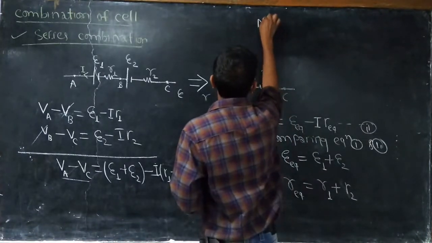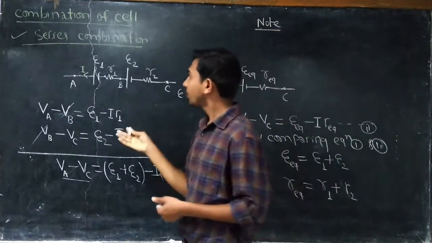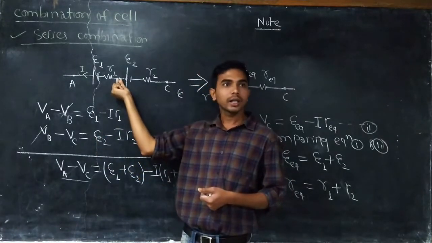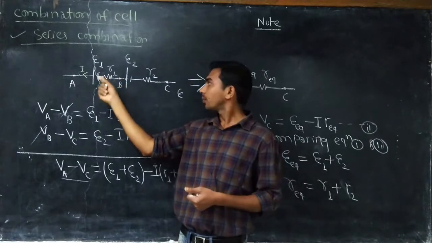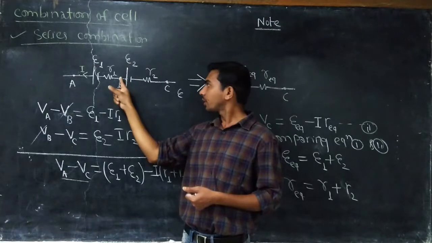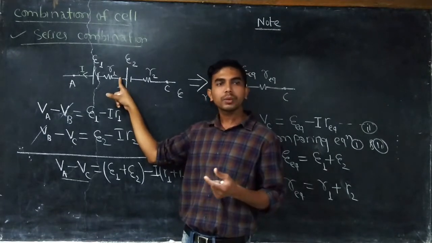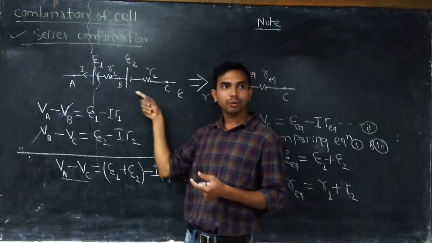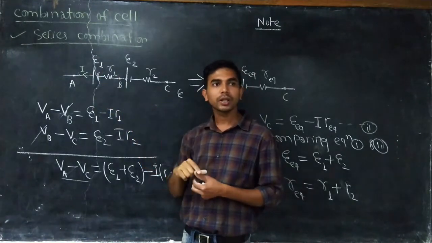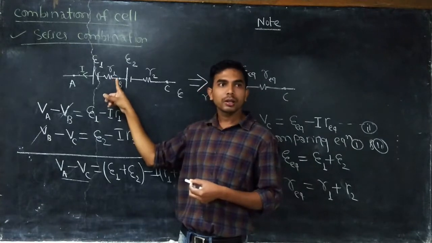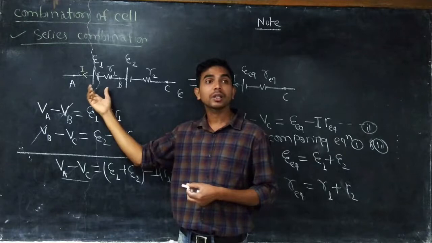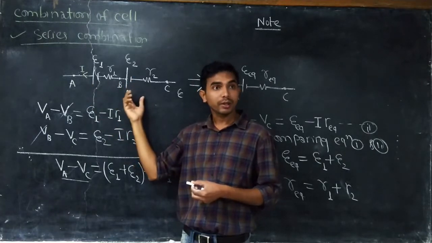First note we are going to write. Here you are able to see that this is the positive and this is the negative terminal of the cell. This point B is the positive terminal of cell 2 and the negative terminal of this one. So here the negative terminal of the first cell is connected to the positive terminal of the second cell, right?